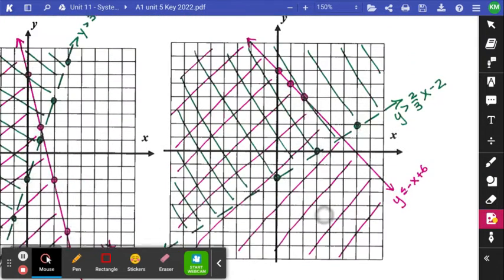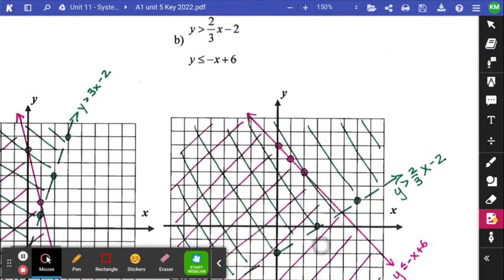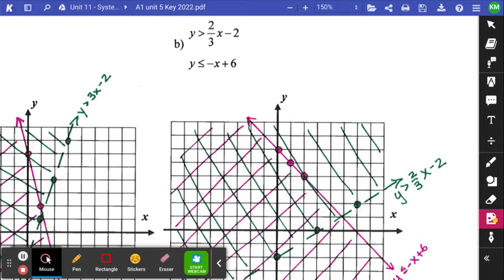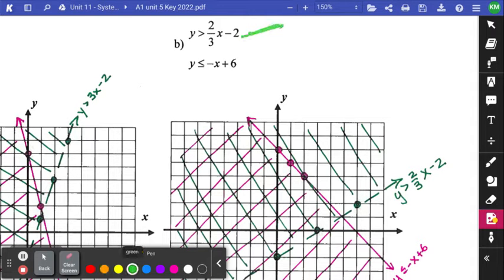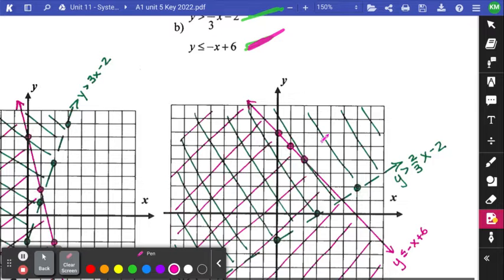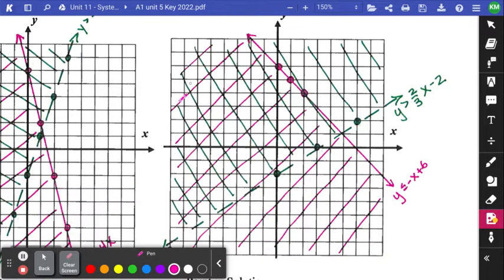Okay, and then here's this one. So it looks like I did the top one in a dark green and the bottom one in pink. So again, check your work. And you can see when I do this a little bit neater on paper, it's a lot easier to see where the shades crisscross.